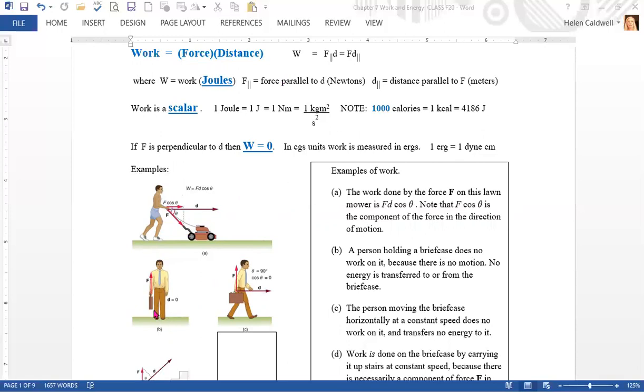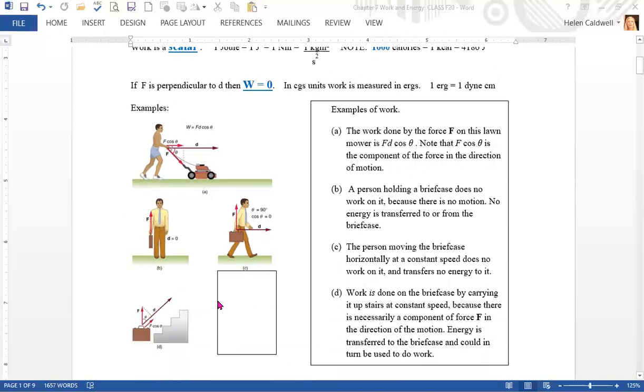If we are standing still holding our briefcase, but we're not walking, the distance we travel is 0, so we're not doing any work. If we are moving horizontally at a constant velocity, so we're not accelerating, we're not doing any work in this example either. Now, if we accelerated, we'd do work, but we're not accelerating.